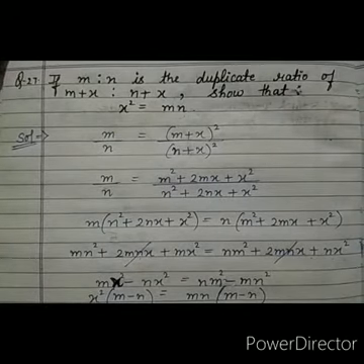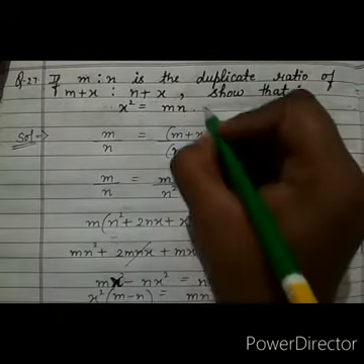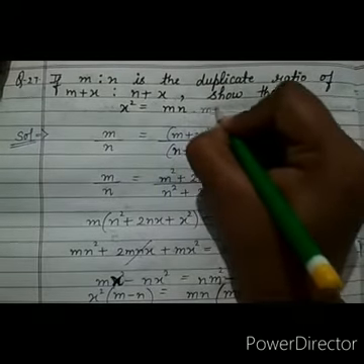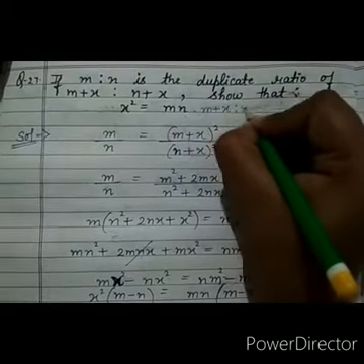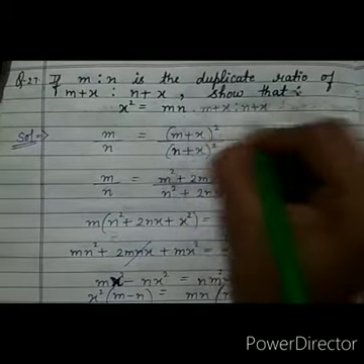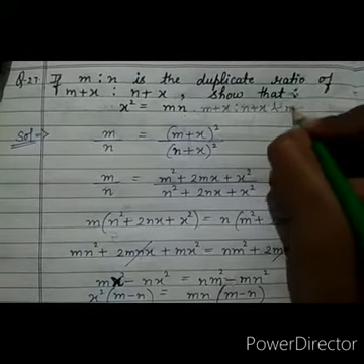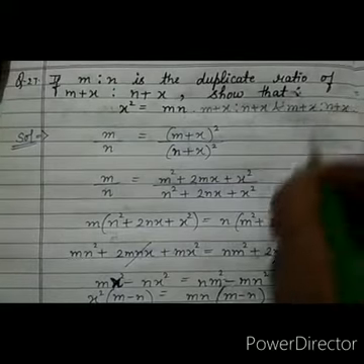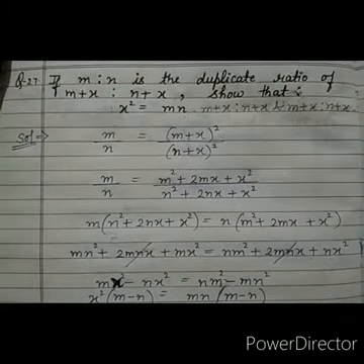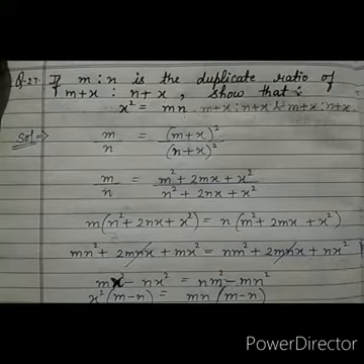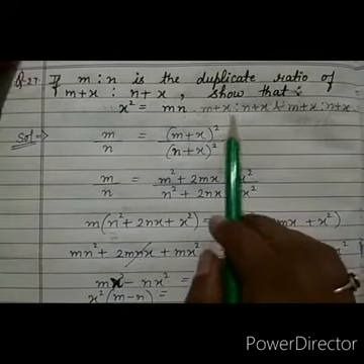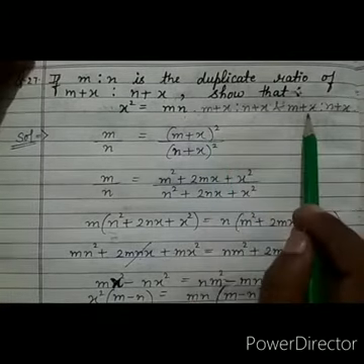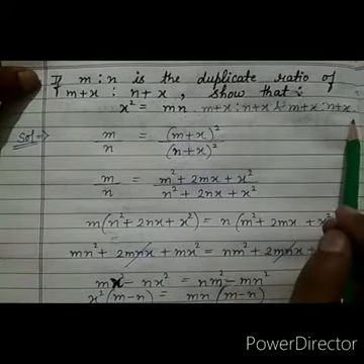So as we know, the duplicate ratio is the compound ratio of two equal ratios. Here we have been given the ratio m plus x is to n plus x. So the ratio which is equal to the given ratio is m plus x is to n plus x. Now, in order to find the compound ratio, we have to find the ratio between the product of the first terms and the product of the second terms.